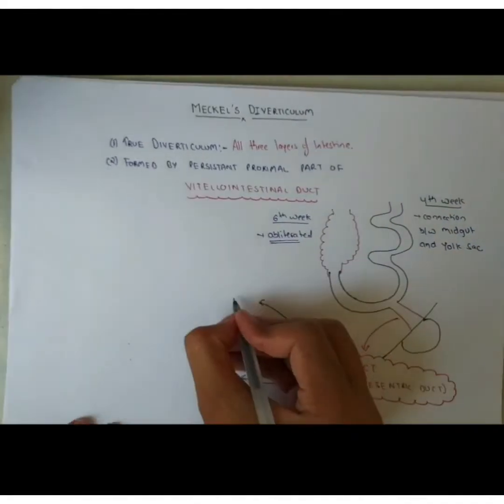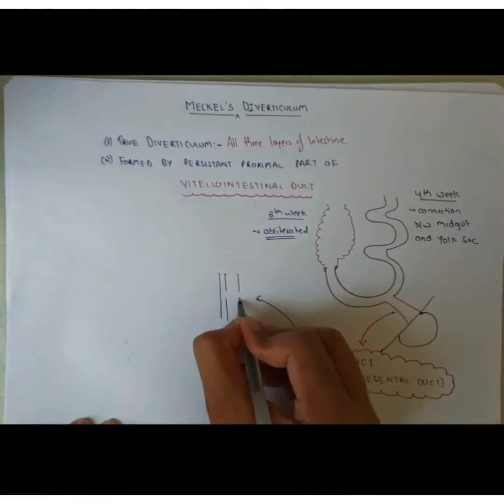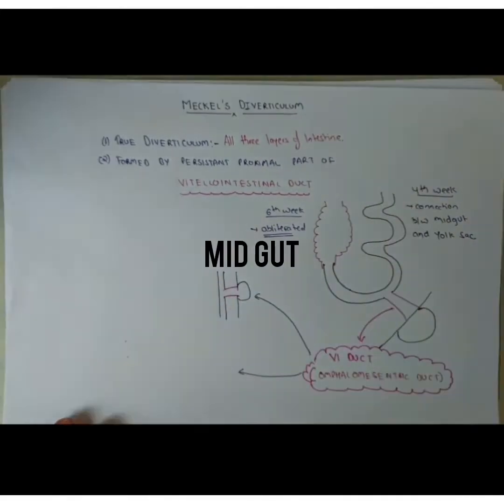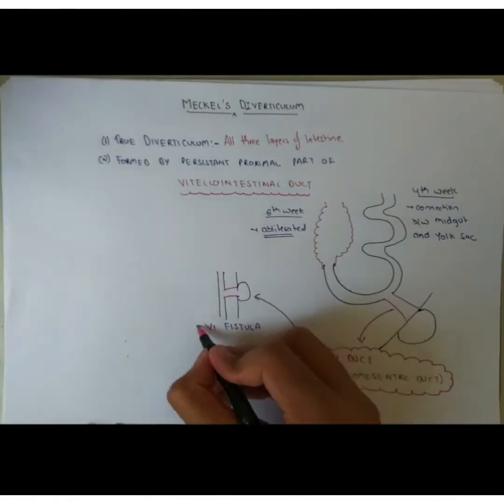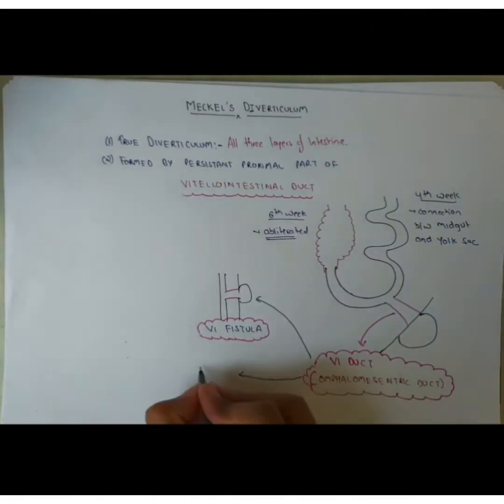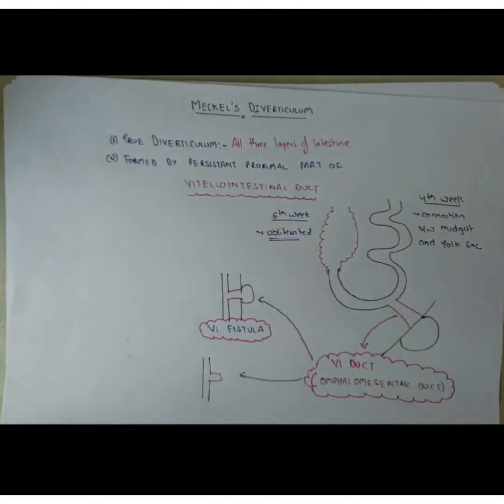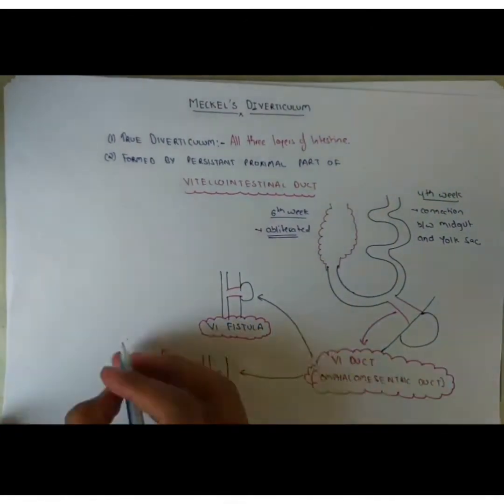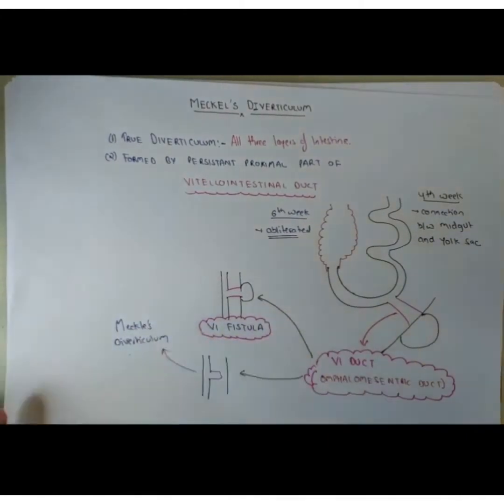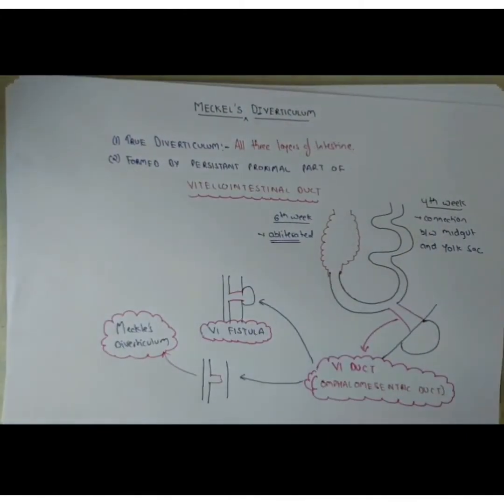Now, if this connection is not obliterated, two conditions will arise. In the first condition, the whole of the VI duct is present and there is a persistent connection between the midgut and the anterior abdominal wall. This condition is known as VI fistula. In the second condition, only the proximal part of the VI duct is present, and this condition is known as Meckel's diverticulum.